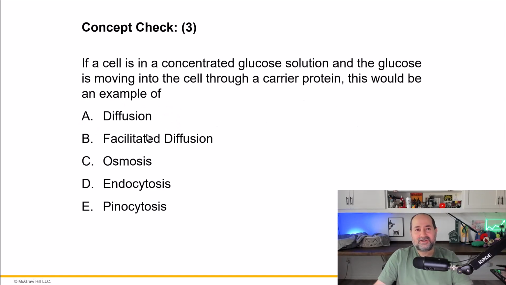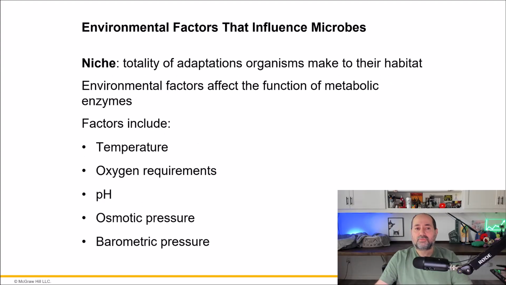And that leads to concept check number 3. If a cell is in concentrated glucose solution and the glucose is moving into the cell through a carrier protein, this would be an example of which of the following: facilitated diffusion, right? Because the solute is moving through a carrier protein or a transport protein.